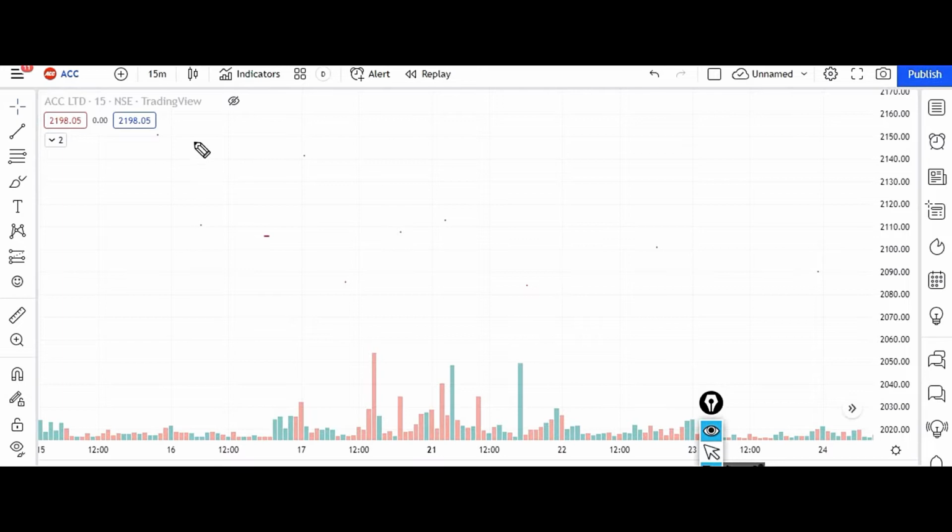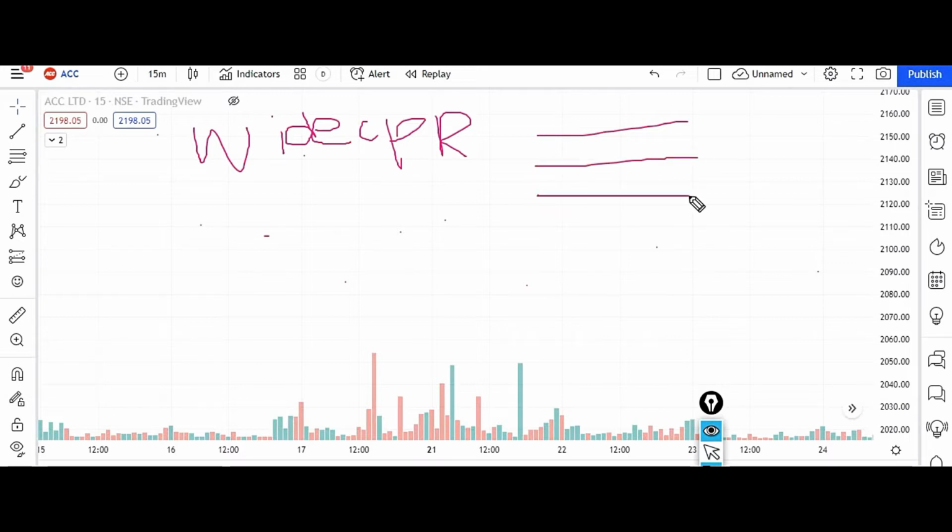The next one is wide range CPR, which has wide space between the levels. In CPR we have 3 lanes, right? The top line is the top central pivot, the midpoint is the pivot, and the level below is the bottom central pivot.